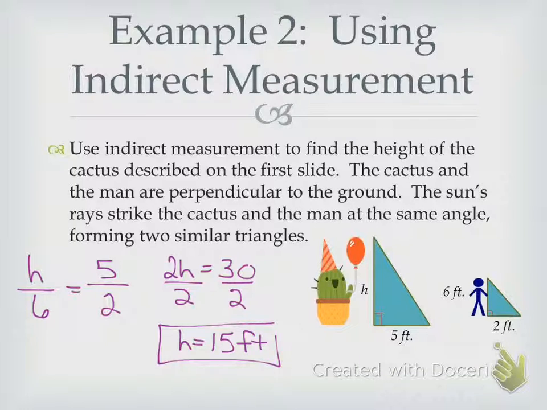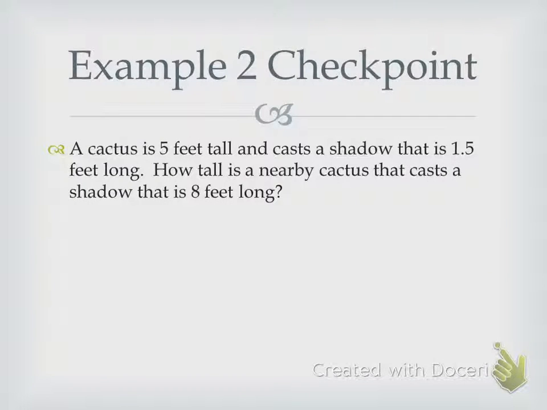Anything? Okay, I want you to try one. All right, let's do the checkpoint. It says the cactus is 5 feet tall and casts a shadow that is 1.5 feet long. How tall is a nearby cactus that casts a shadow that is 8 feet long? Set up a proportion and solve. Okay, so there's a couple ways.